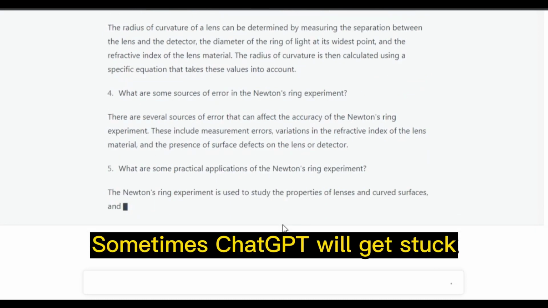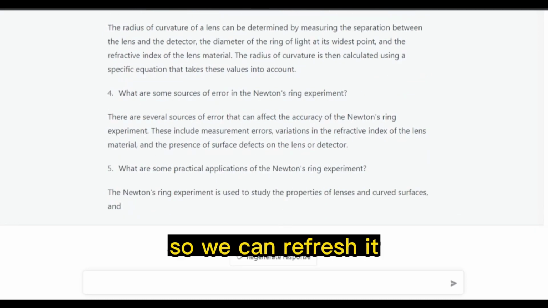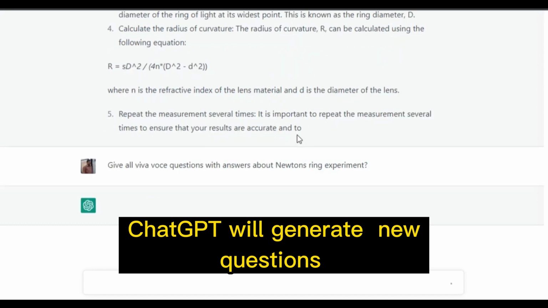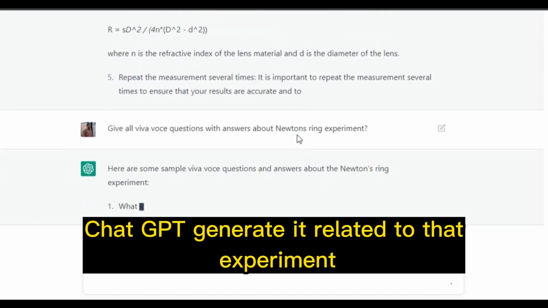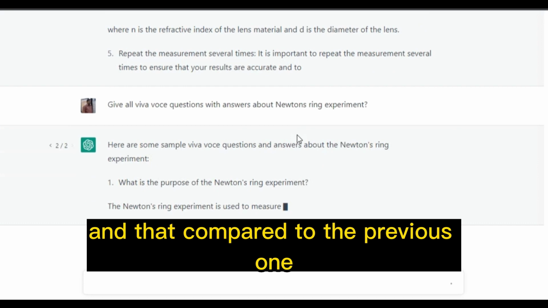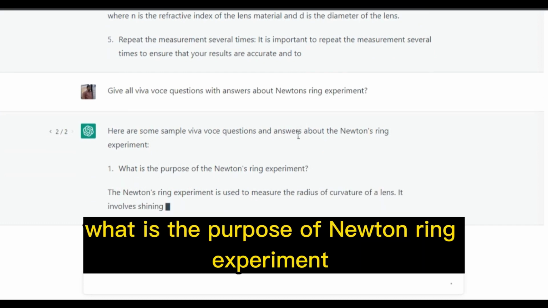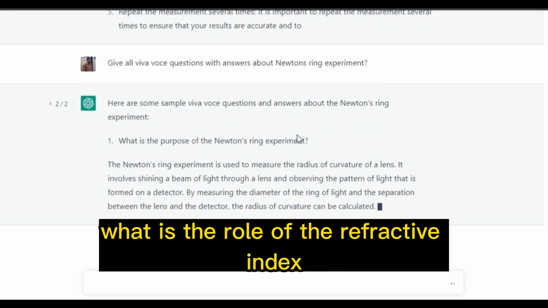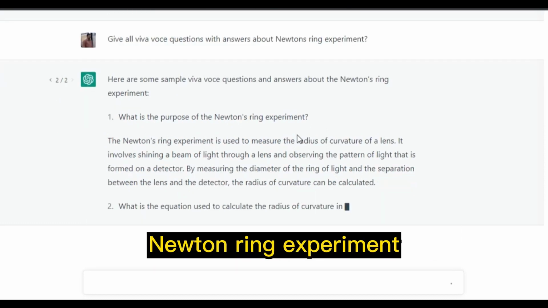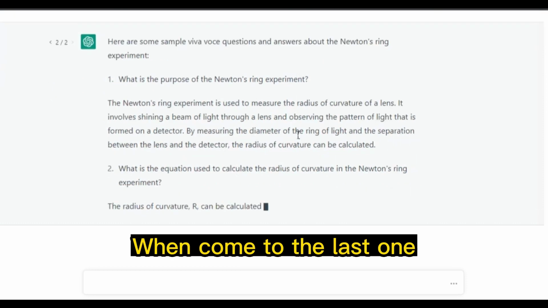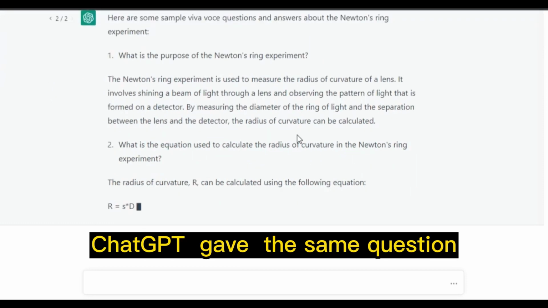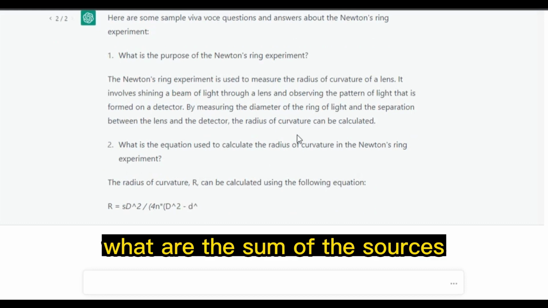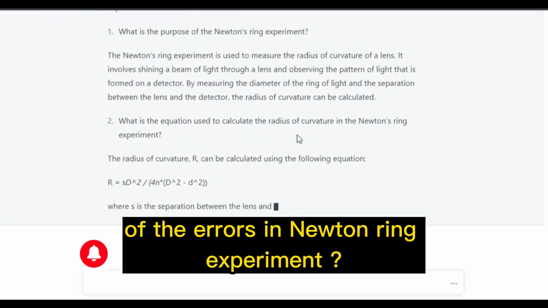Sometimes it will get stuck, so we can refresh it. It will generate fresh, new questions related to that experiment, compared to the previous ones. Now we got: what is the purpose of the Newton ring experiment, what is the equation used to calculate the radius of curvature, what is the role of the refractive index in the Newton ring experiment. When we come to the last one, it gave the same question: what are some of the sources of errors in the Newton ring experiment?